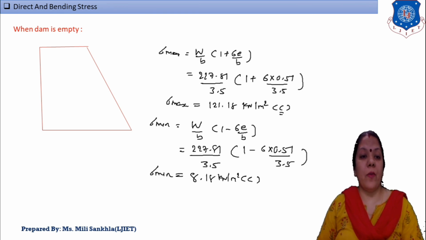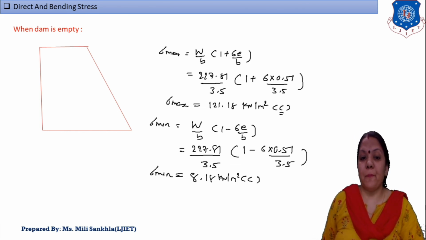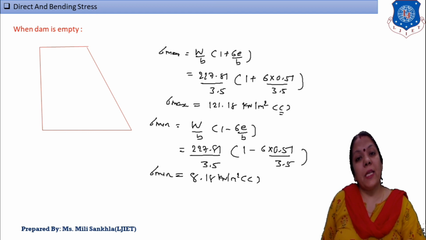Okay, here we get values of sigma max and sigma minimum for when dam is empty condition, and in this condition we have to get eccentricity negative. Okay, now our example of dam for two cases is complete here. In next section we solve the example of dam and also check the stability condition. Okay, just now we stop here.